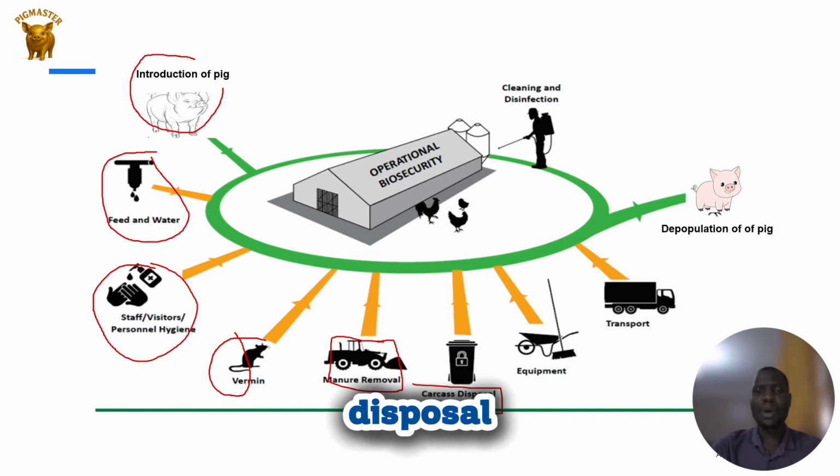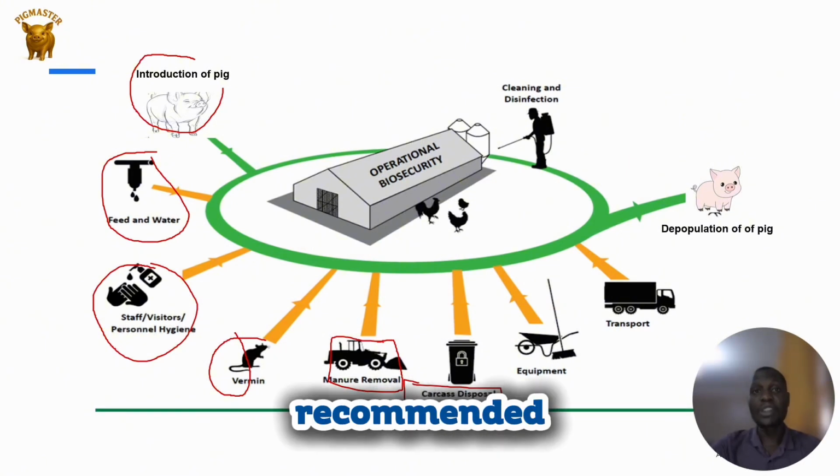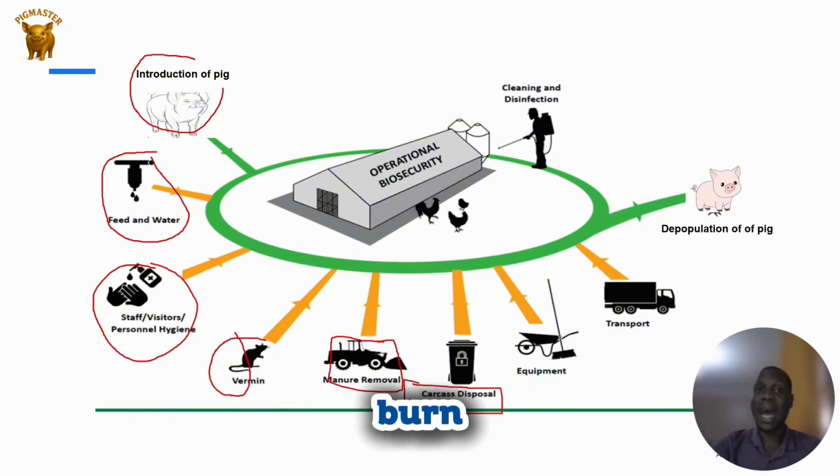The carcass disposal. When a pig dies, when you have mortalities, how do you control? It is more recommended to incinerate if you can, you burn, but if you can't, you can dig a very deep hole and bury all your carcasses, and that way you would be protecting the remaining flock from the African swine fever virus.